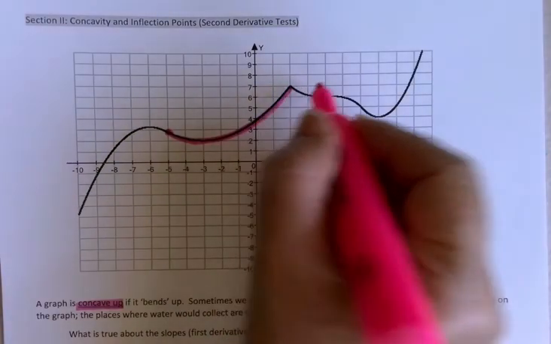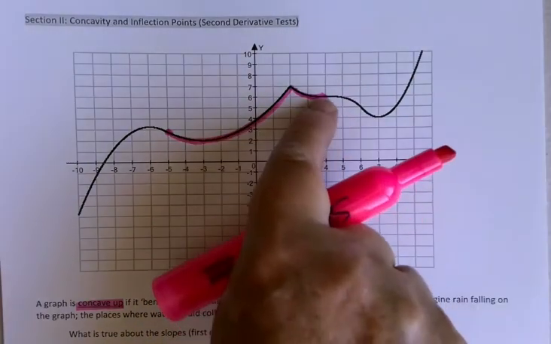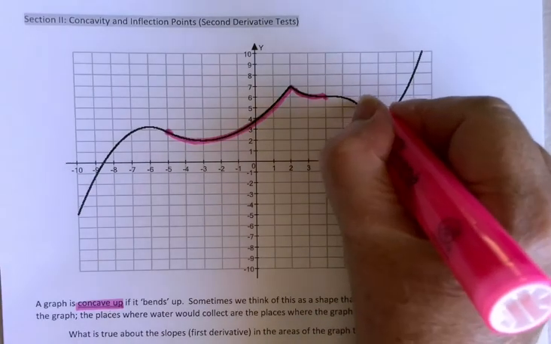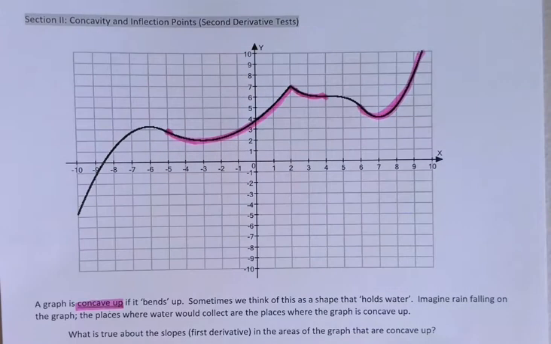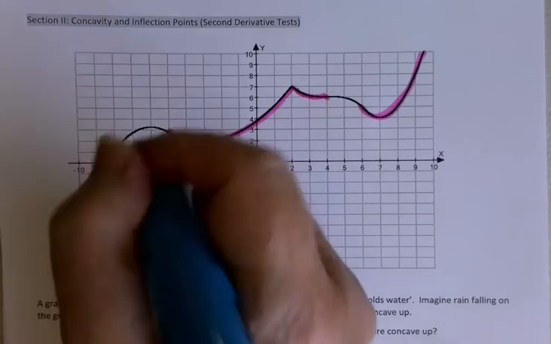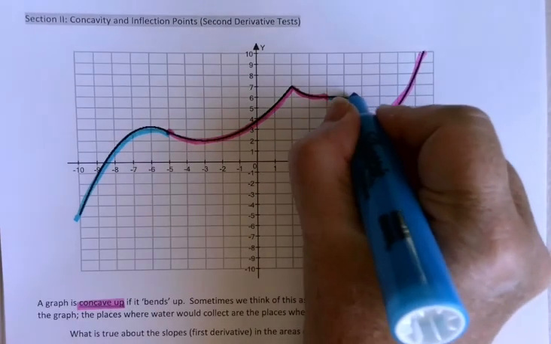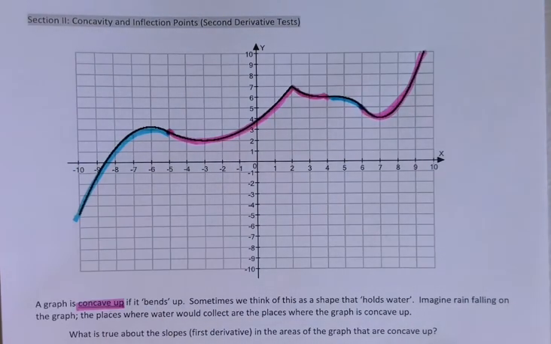Now it continues to be concave up until I get roughly here. And then it's going to start being concave down for a while. But then maybe about here again, we've got our graph concave up again. So concave up, bending up. The concave down portions, of course, are just the opposite. So let me mark those as well. Concave down for this graph would be all the way through here, and then again this little section. You can imagine the rain would just kind of run off those sections. It wouldn't collect.